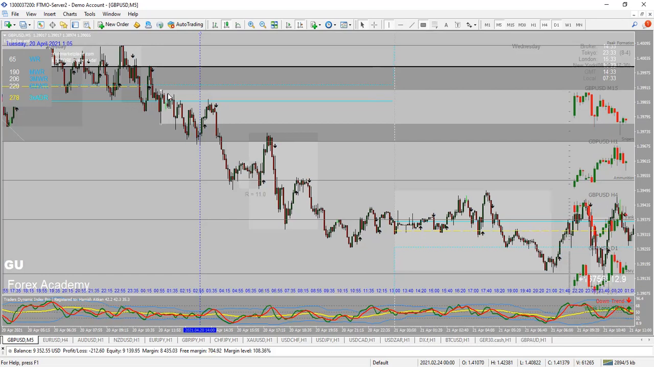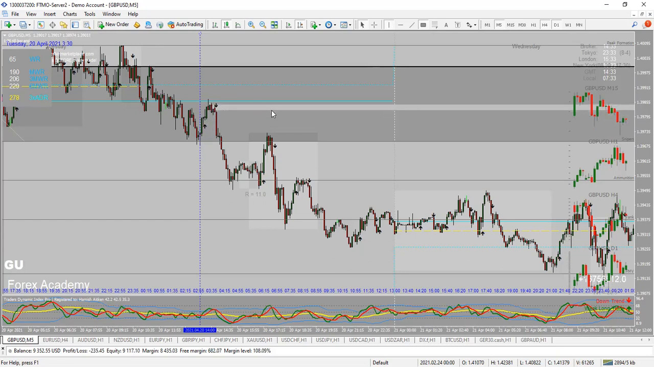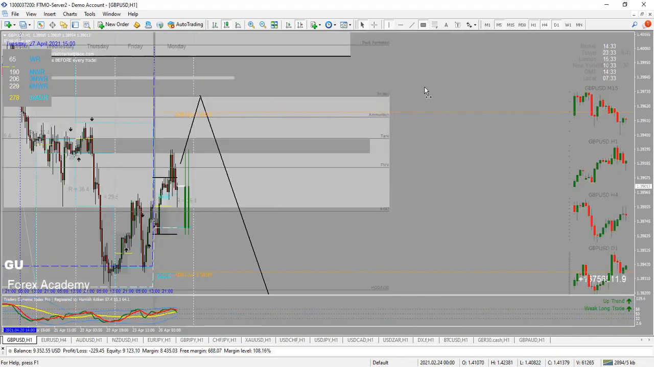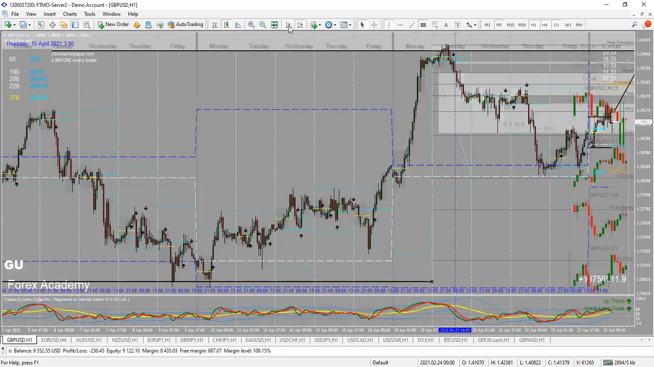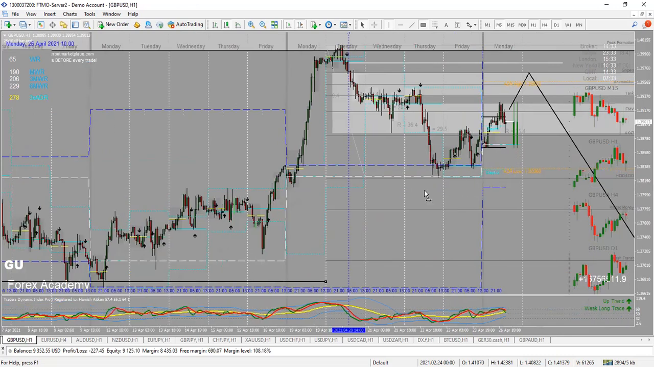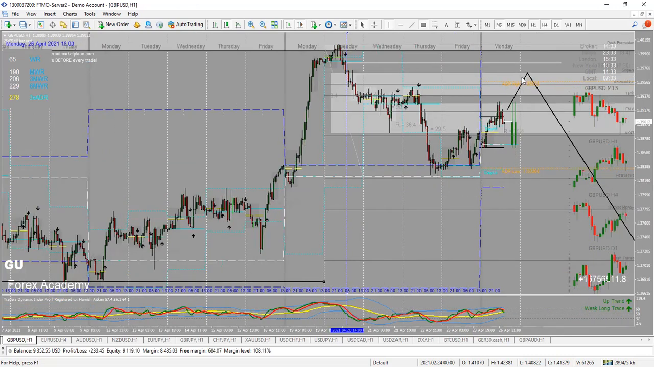Let me put in this rectangle, which represents the order block that has not been tested as yet. Let me go back to H1 and then here we are. Now the market might come to test this zone before they drop.